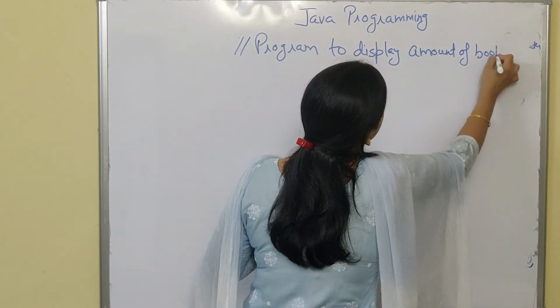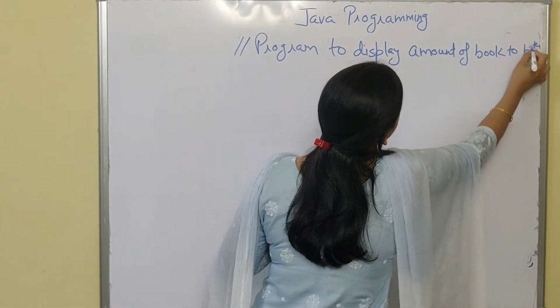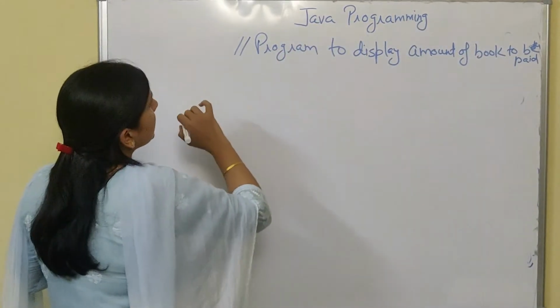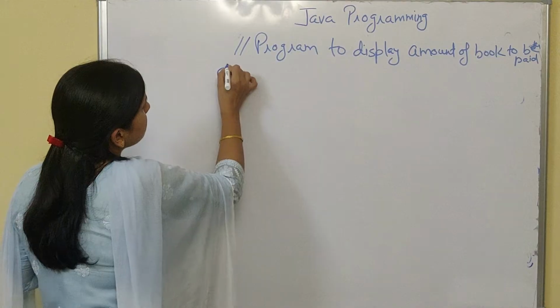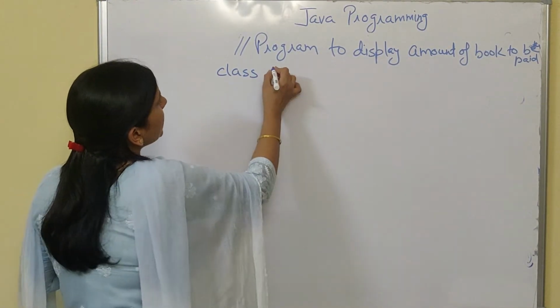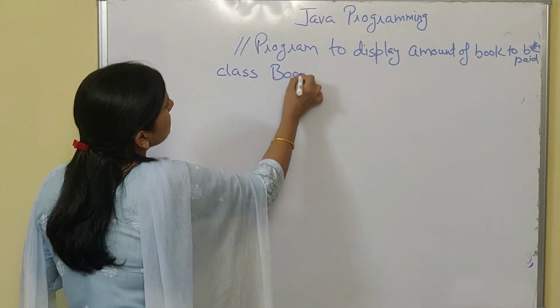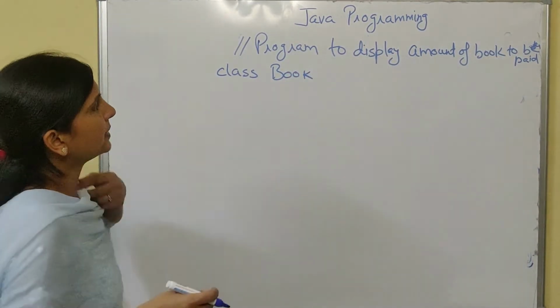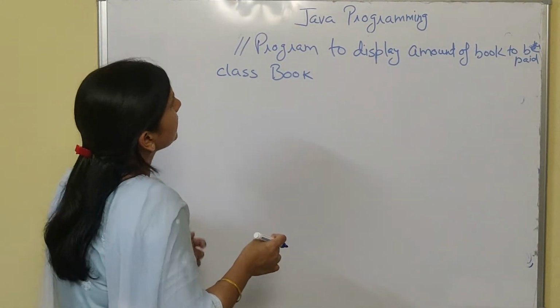Amount of book to be paid. In one line we will write. Fine. Then class. As this is book, I am taking book. Fine. Class C small, B capital, book name.